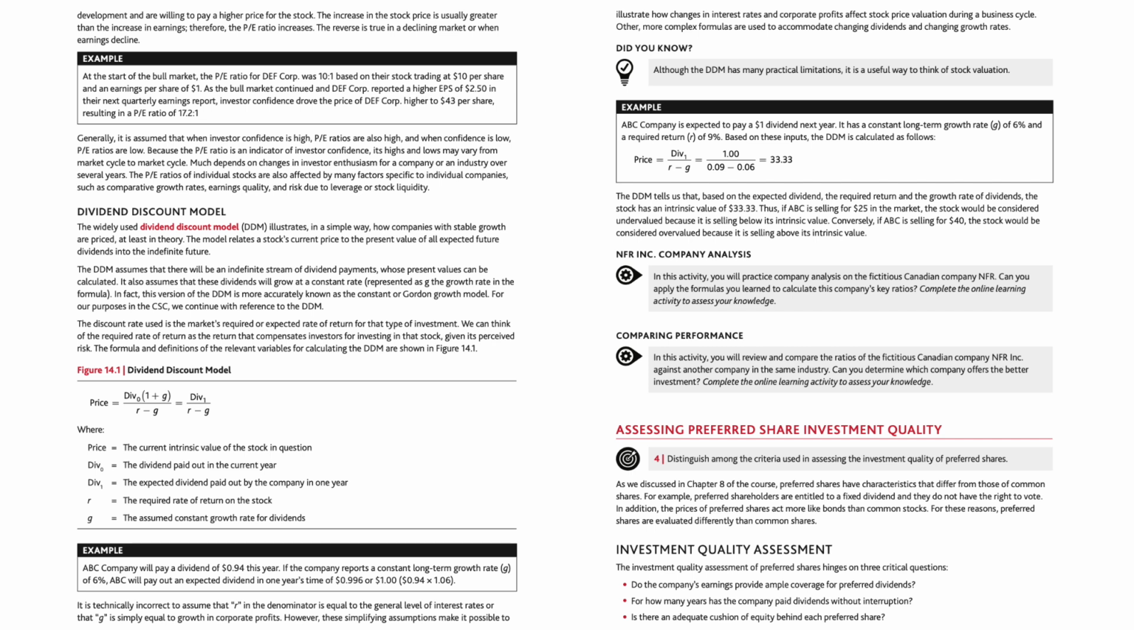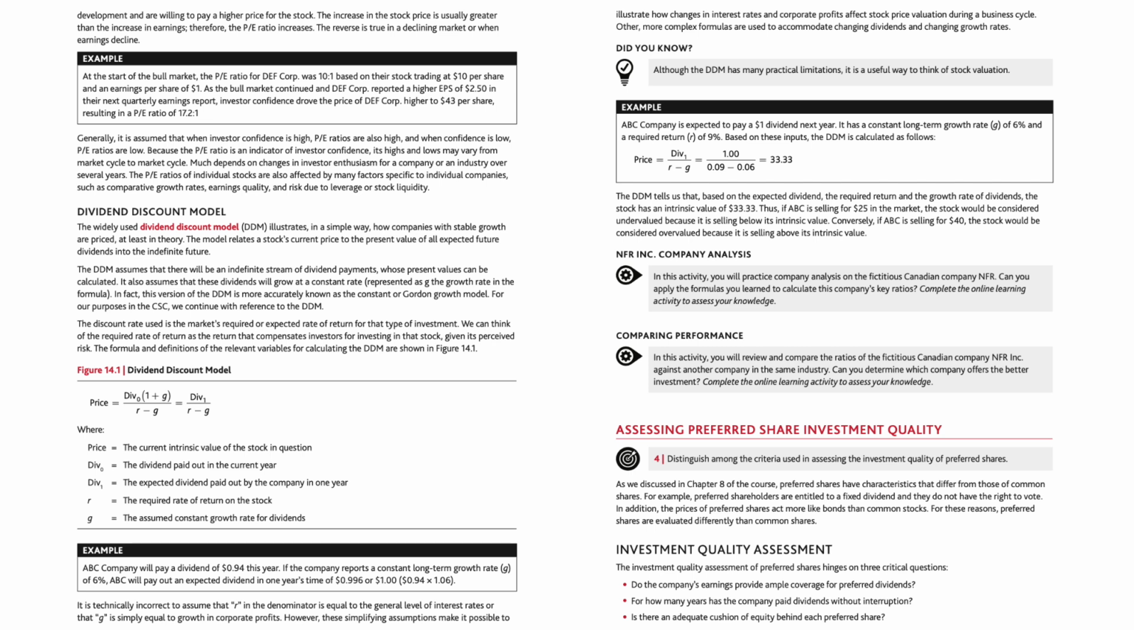Here's an example. At the start of the bull market, the P/E ratio for DEF Corporation was 10 to 1 based on their stock trading at $10 per share and an earnings per share of $1. As the bull market continued and DEF Corp reported a higher EPS of $2.50 in their next quarterly earnings report, investor confidence drove the price of DEF Corp higher to $43 per share, resulting in a P/E ratio of 17.2 to 1. Generally, it is assumed that when investor confidence is high, P/E ratios are also high, and when confidence is low, P/E ratios are low.